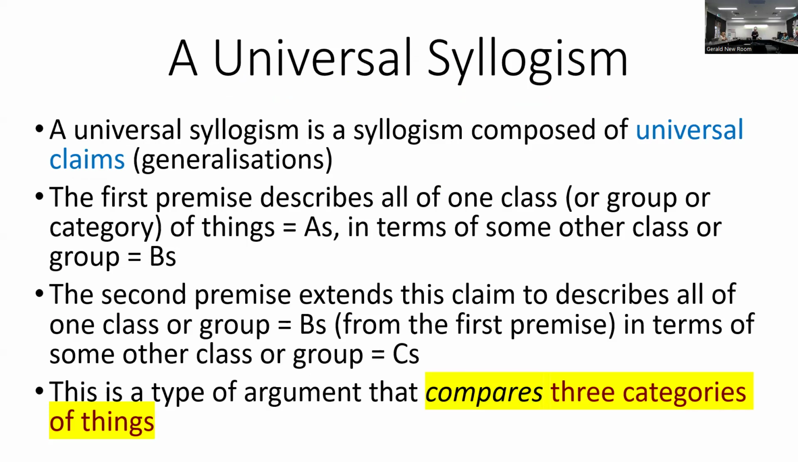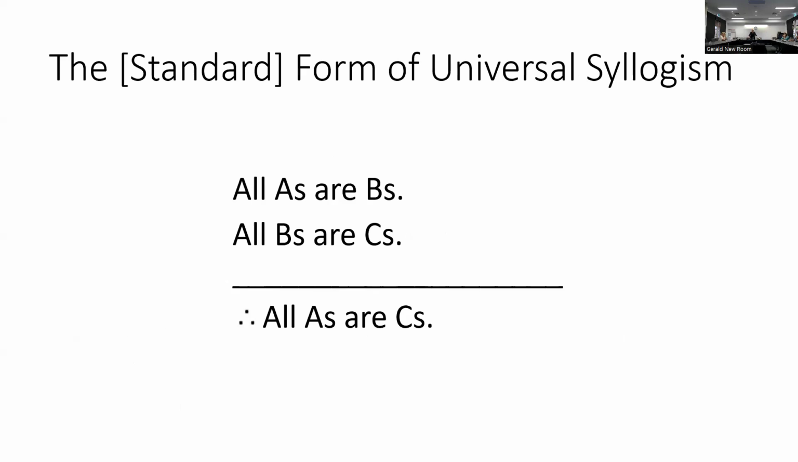Universal syllogism compares three categories. All A's are B's, all B's are C's, therefore all A's are C's. Now, look how it goes: A, B, then B, C. You repeat B, and then you go to the second, B, C's. And then you go from the first to the last. So all A's are C's. In certain ways, you might say it's repeating, but it's kind of like weaving together.